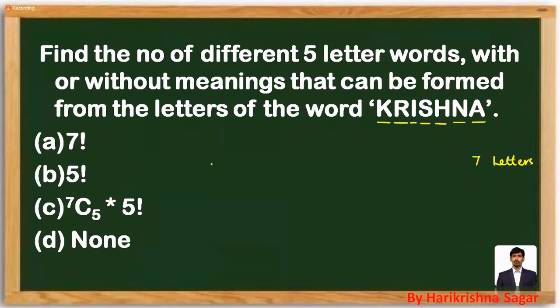Because we only need five letters out of the seven, first of all, we have to choose five out of seven. The choosing concept comes under combination, that is, by using the concept of nCr. So here, out of the seven, choose any five. That can be done in 7C5.